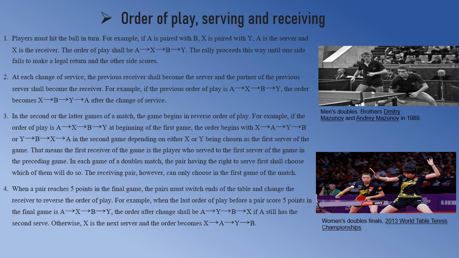When a pair reaches 5 points in the final game, the pair must switch ends of the table and change the receiver to reverse the order of play. For example, when the last order of play before a pair reaches 5 points in the final game is A, X, B and Y, the order after the change shall be A, Y, B and X, if A still has the second serve. Otherwise X is the next server and the order becomes X, A, Y and B.